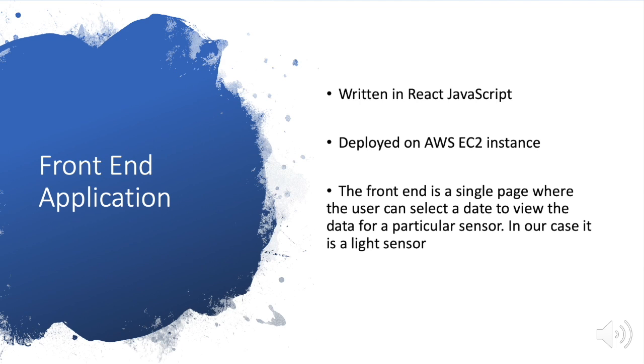And then the front-end application is written in React JavaScript. It's also deployed on an Amazon AWS EC2 instance. The front end is composed of a single web page where users can select a date for the different sensors, and it will show the data in graph form. We'll be taking a look at that also in a minute. But this concludes the details about the application. Now let's move on to seeing the actual Datalogger itself.